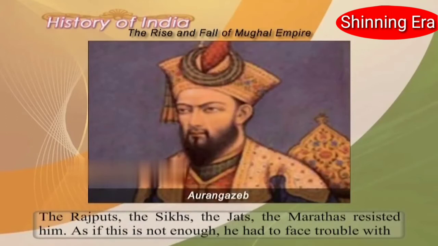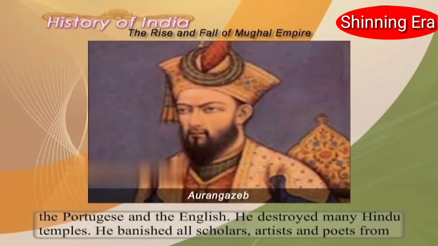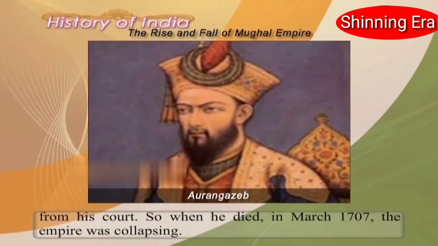As if this was not enough, he had to face trouble with the Portuguese and the English. He destroyed many Hindu temples. He banished all scholars, artists and poets from his court. So, when he died in March 1707, the empire was collapsing.